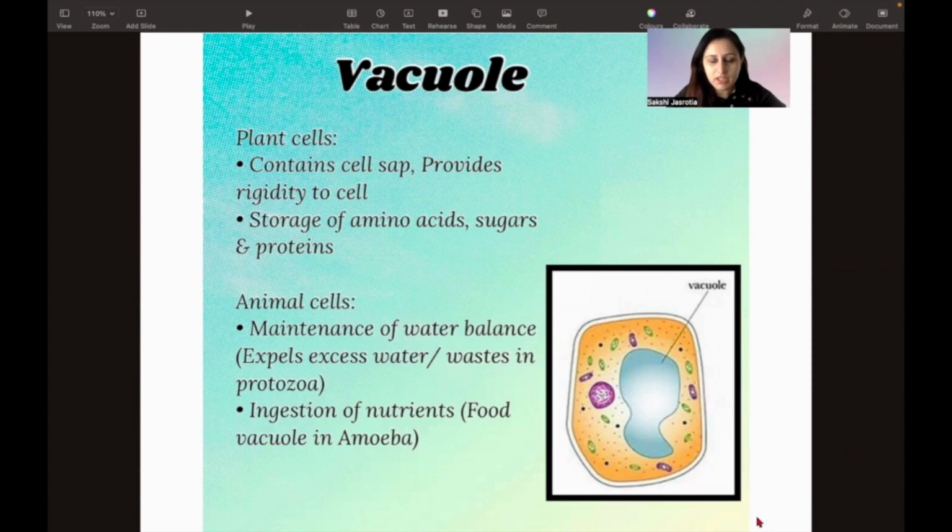In some animal cells, like amoeba and paramecium, different types of vacuoles are present, like the digestive vacuoles, as the name suggests. So they help in the digestion of the food. And the contractile vacuole's role is to excrete the stuff outside the cell, whatever material is not required by the cell, it expels out of the body. So that is done by the contractile vacuole.